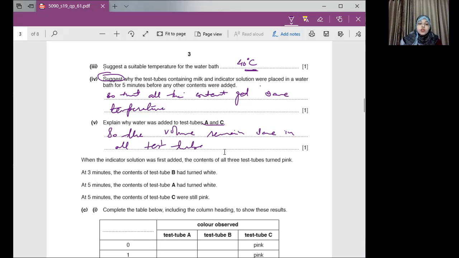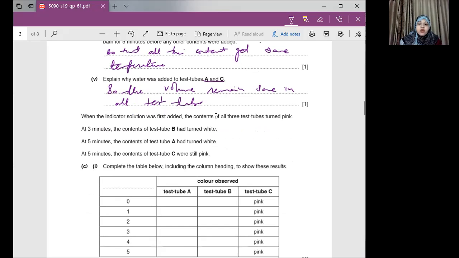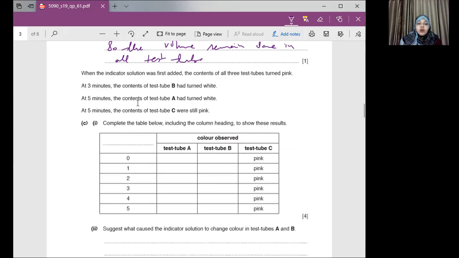When the indicator solution was first added, the content of all 3 test tubes turned pink. After 3 minutes, the content of test tube B turned white. After 5 minutes, the content of test tube A turned white. After 5 minutes, the content of test tube C was still pink. Complete the table, including the column heading, to show these results.